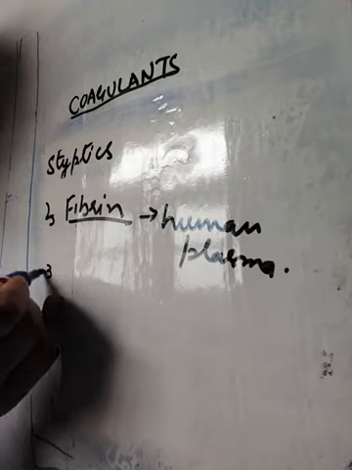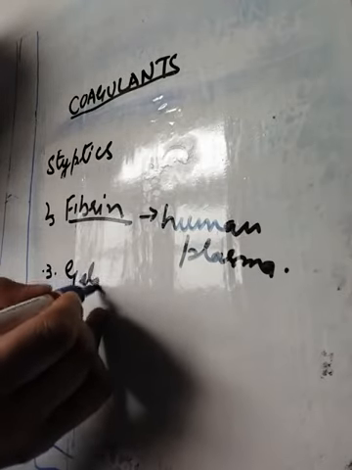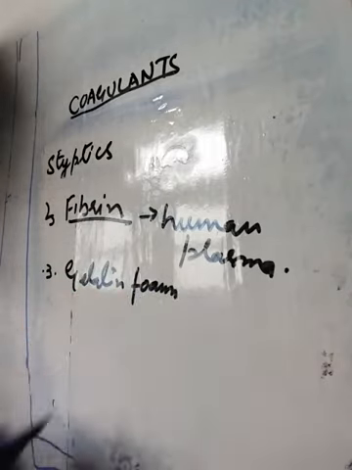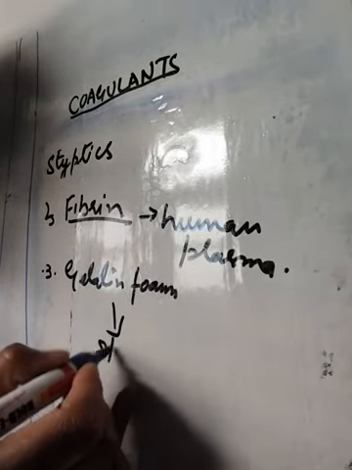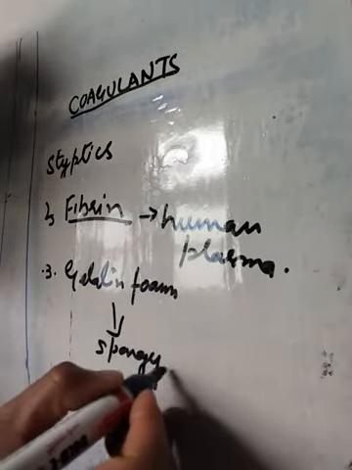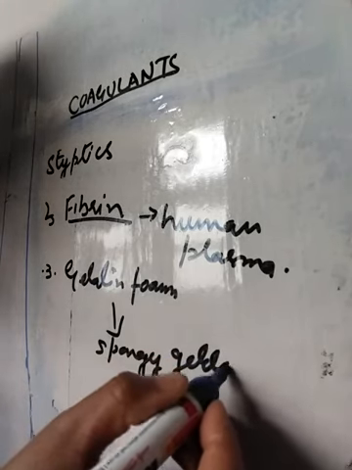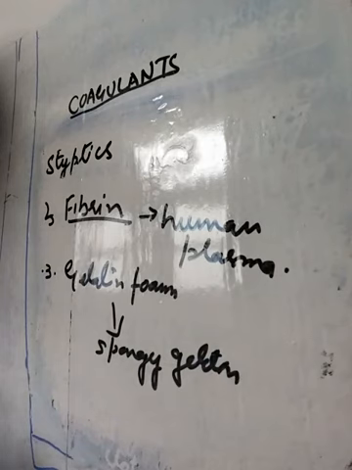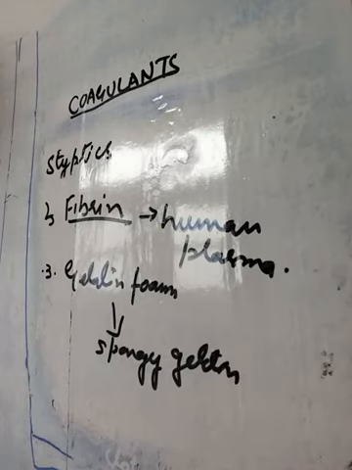Next is the gelatin foam. Gelatin foam. It's spongy gelatin and is used with thrombin to control bleeding from wounds. So this was about the different types of styptics which are used as coagulants.